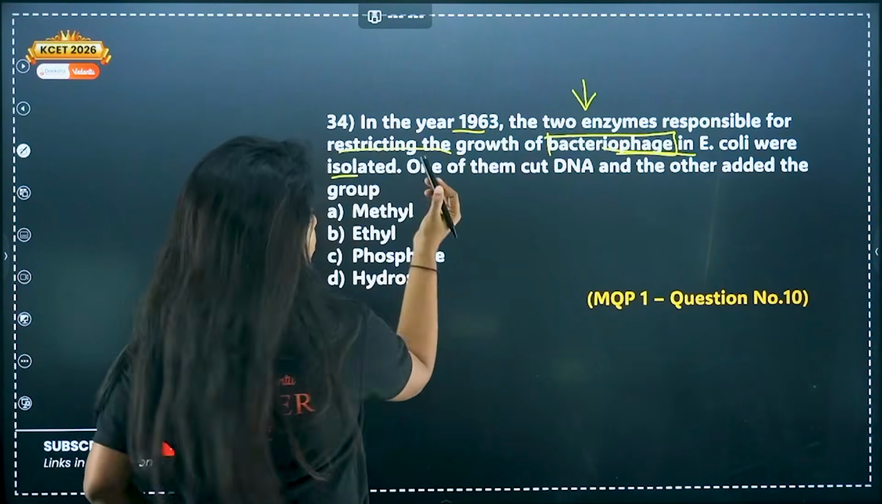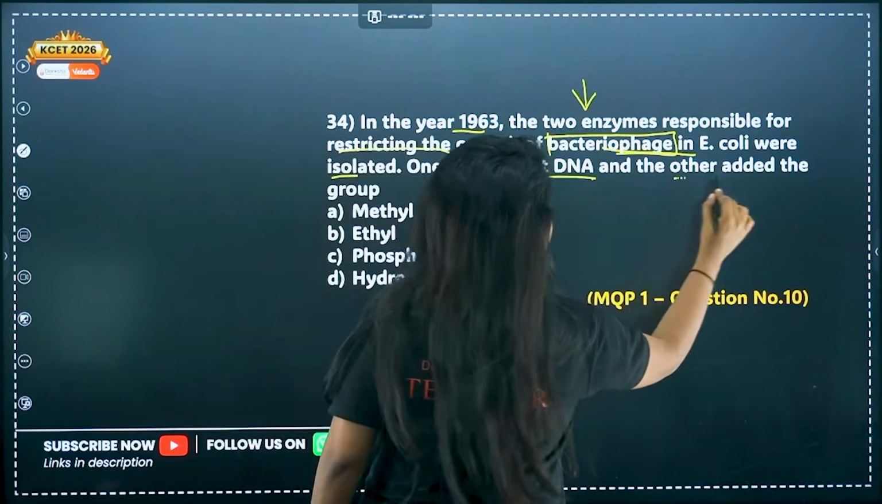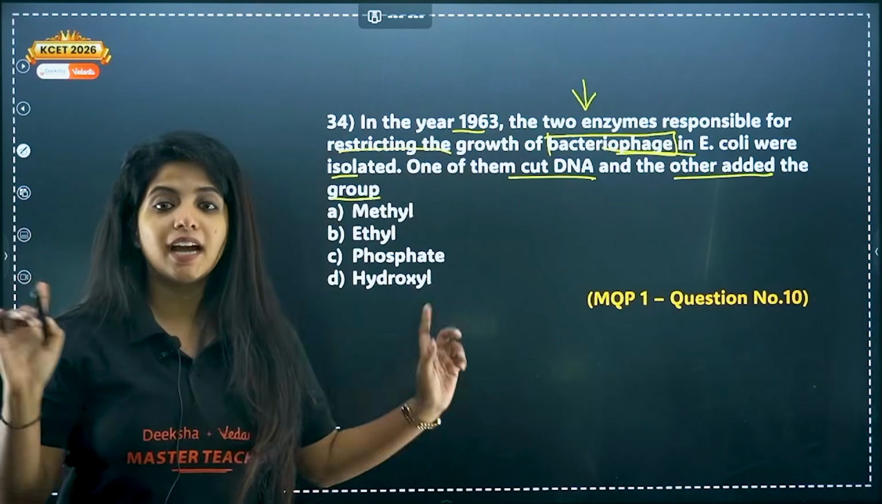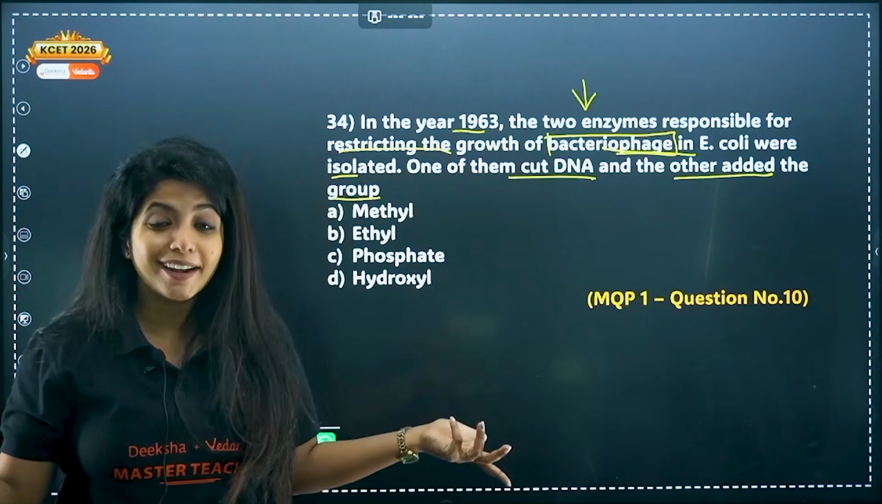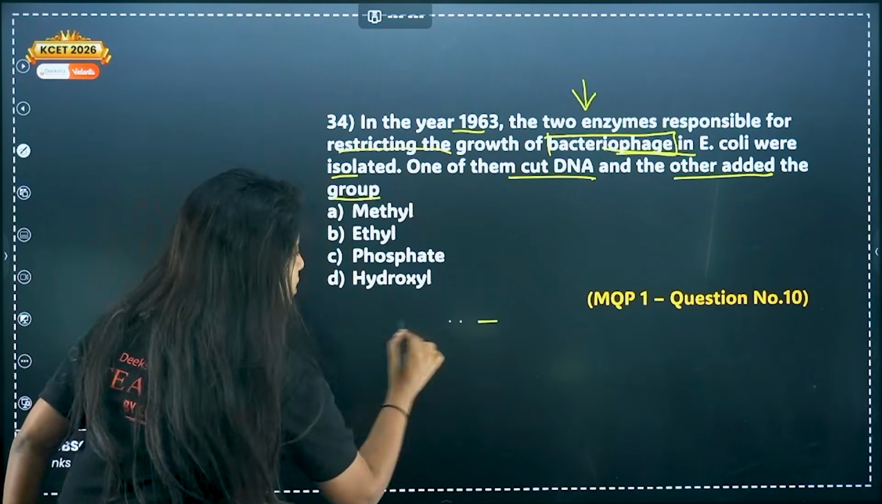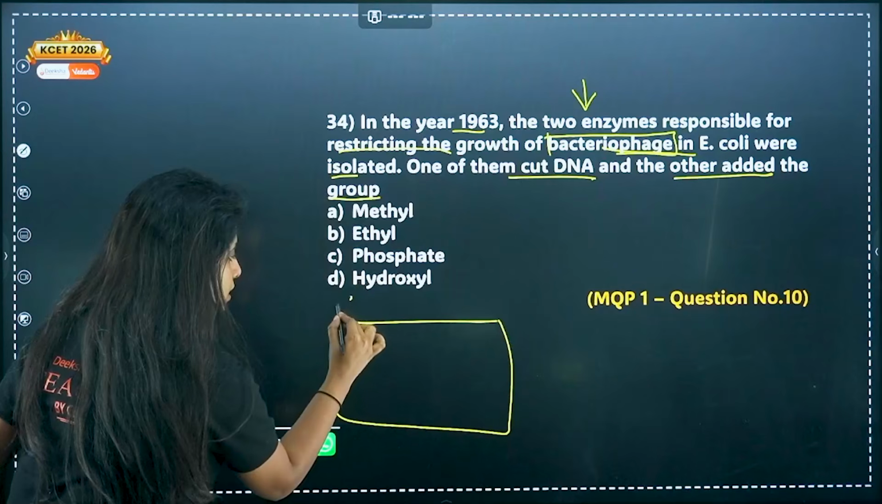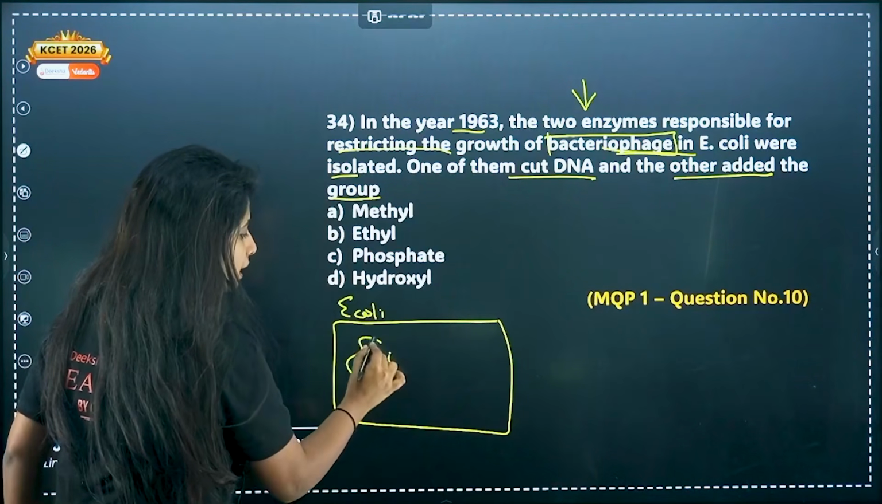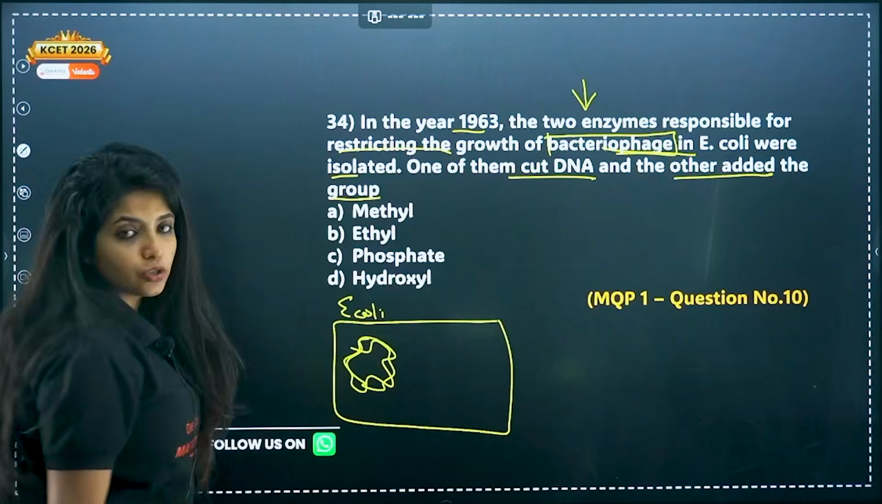So E. coli, one of them cuts the DNA and the other adds a group. What is that group? First of all, you need to understand how things work over here. Suppose this is an E. coli, and now E. coli will be having its own genetic material. Agreed?